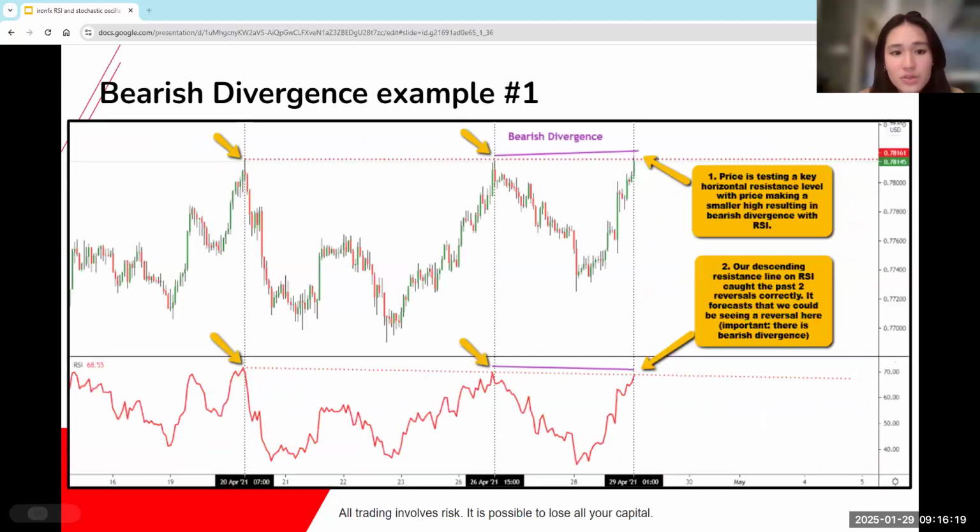So let's go through some examples of a bearish and bullish divergence. So in this example, we have price testing a key horizontal level with price making a smaller high, resulting in the bearish divergence with the RSI. So our descending resistance line on the RSI caught the past two reversals correctly. So it forecasts that we could be seeing a reversal here.